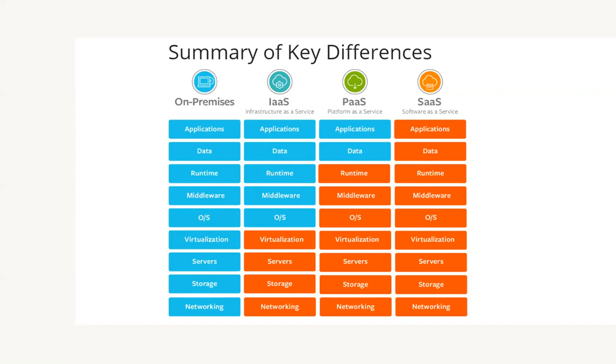Similarly, we have infrastructure as a service, where even the middleware and everything will be handled by the client, but only the server and the networking will be handled by Oracle. So this is the key difference between each one of the platforms.